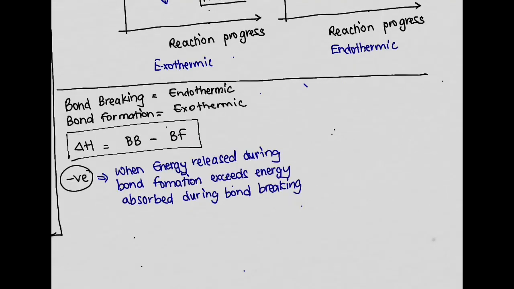And the same is true the other way around. So when the energy absorbed during bond breaking is greater than the energy released during bond formation, when this value is greater than this value, then delta H becomes positive. So big value minus small value, this becomes positive.